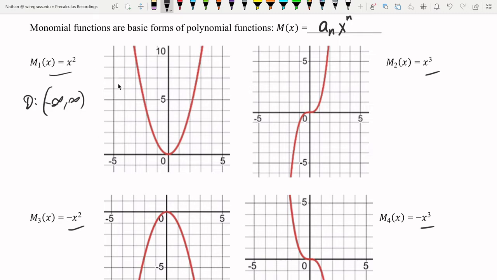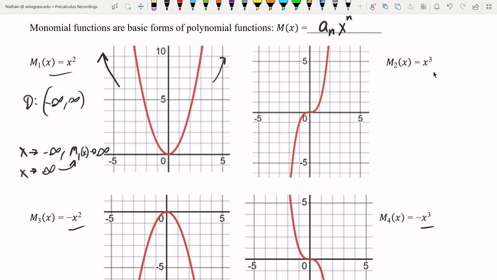And we have end behavior that goes up to the left and up to the right. So we can say, of course, as x goes to negative infinity, m1 of x goes to positive infinity. And the same thing is true as x goes to positive infinity. m1 also goes to positive infinity. So that's the end behavior for x squared.